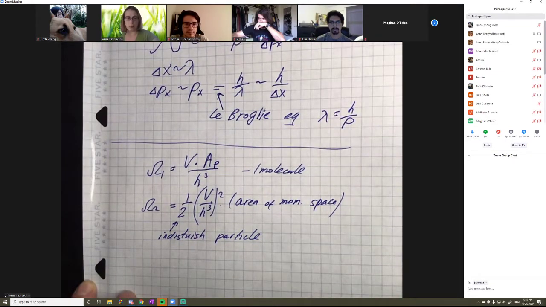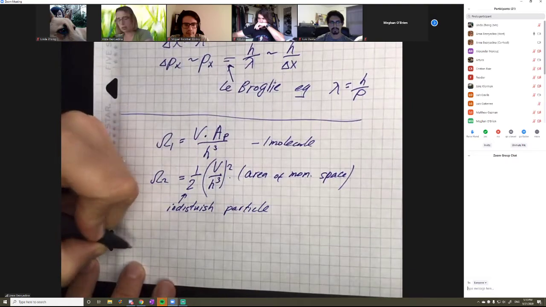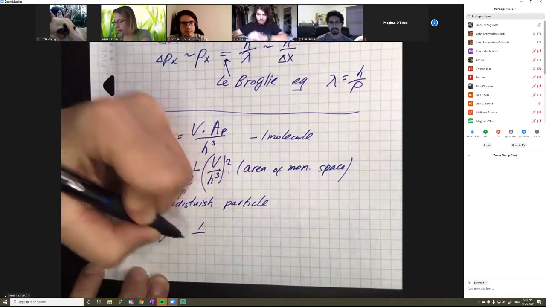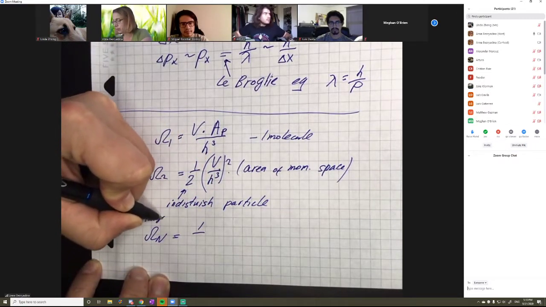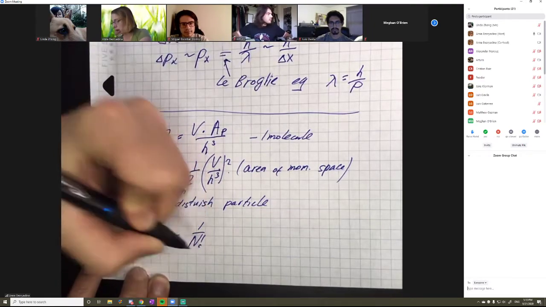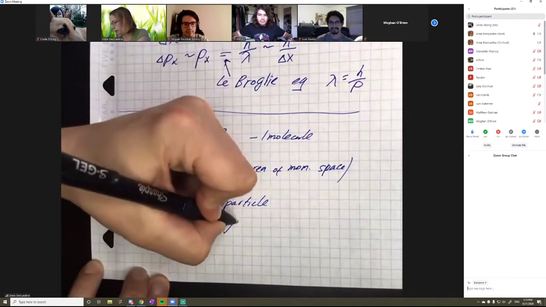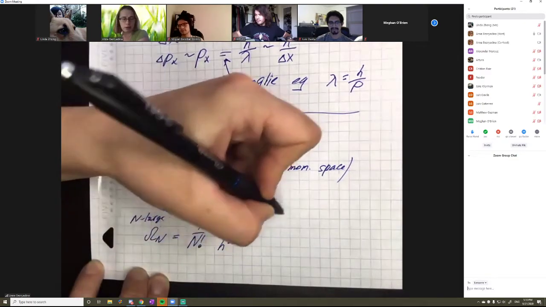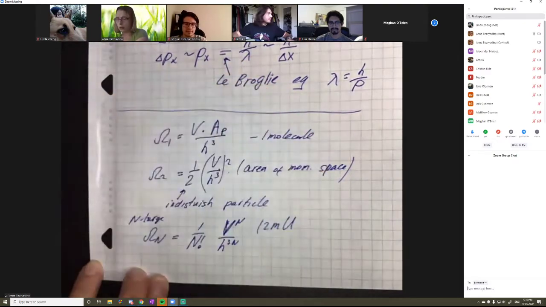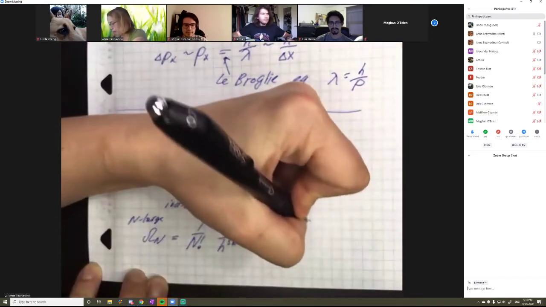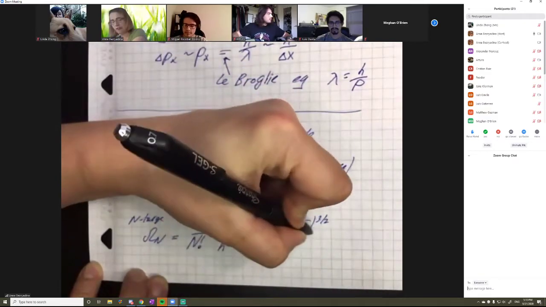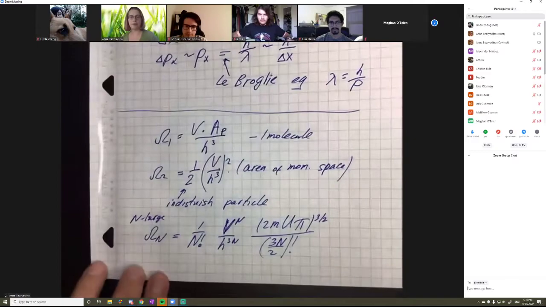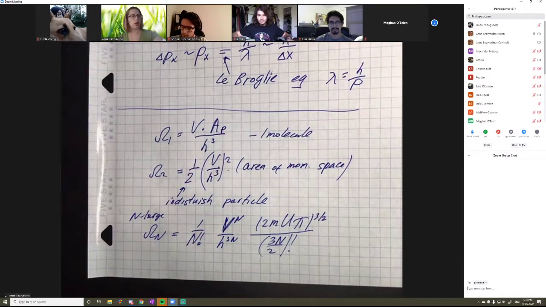And finally, last time we came up with a formula for the multiplicity of N particles, and we derived that it is equal to, for N large, 1 over N factorial, so we take into account that particles are indistinguishable, times V to the N over h to the 3N, times 2 m u pi to the power of 3N over 2, divided by 3N over 2 factorial. Okay, and this is what we did last time.